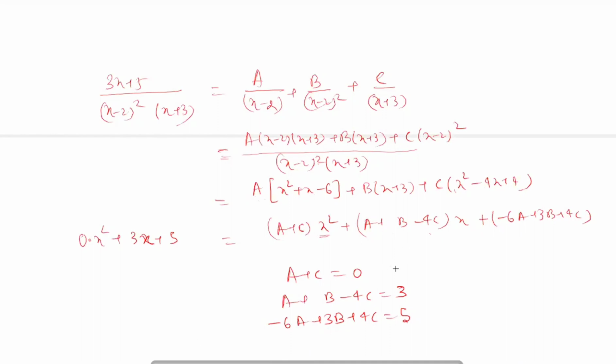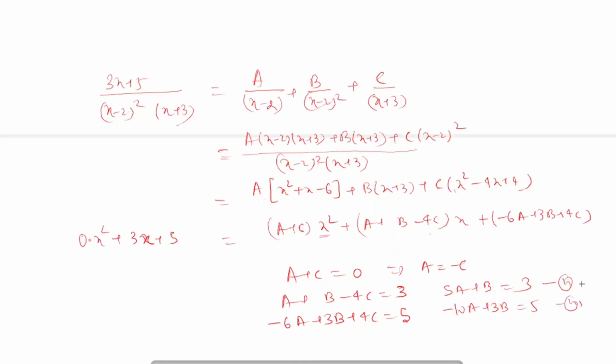Now from here I can say that A equals minus C. So then I'll put this A equals minus C here. So this will become 5A plus B equals 3. Similarly here also I'll put minus 4A. This will become minus 10A plus 3B equals 5. So this will be my second and third equation.